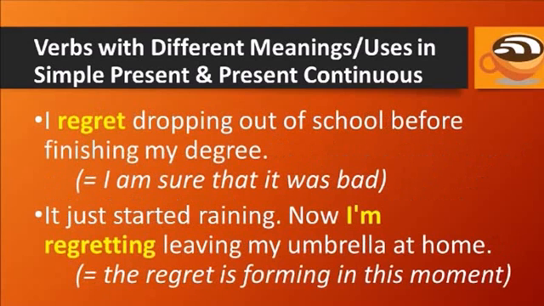If you say, I regret dropping out of school before finishing my degree, that means I am sure that dropping out of school was bad. But if you say, it just started raining, now I'm regretting leaving my umbrella at home, that means the regret is forming in this moment.